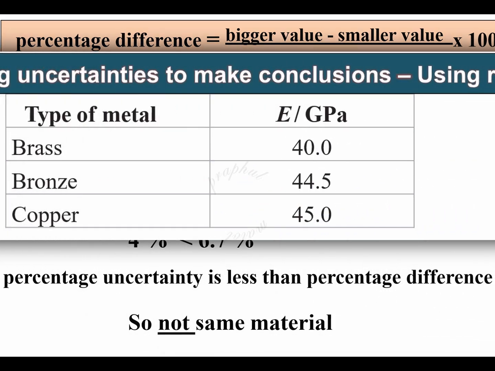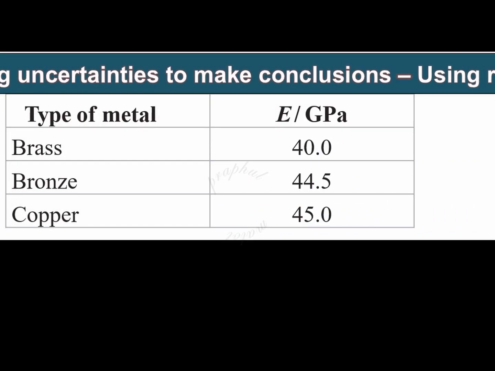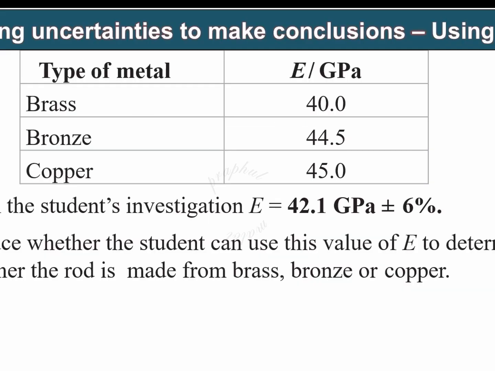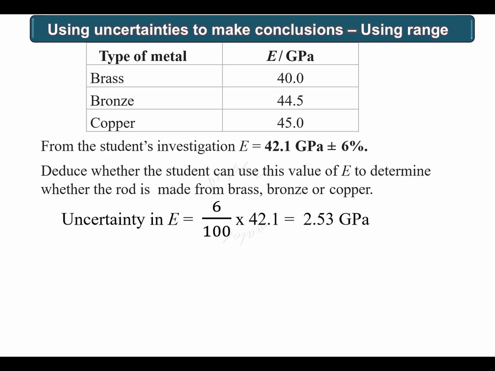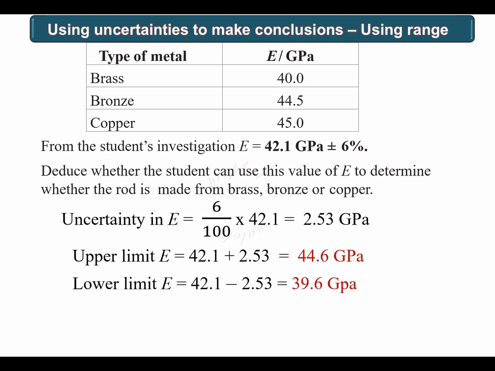You can see another example here. The standard values of Young modulus of three different metals are given. A student is given a particular object and he calculated the Young modulus of the material. He got 42.1 gigapascal with a percentage uncertainty of 6%. The question is whether he can identify the material which he was given. So here the easiest method is the range method. First, convert the percentage into the uncertainty. I got 2.53 gigapascals. This means student's value can go plus 2.53 or minus 2.53.